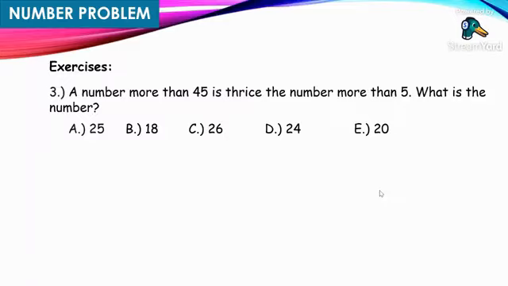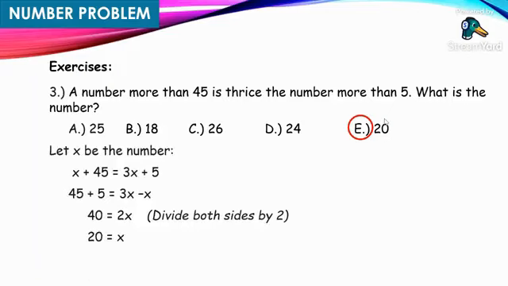Okay, so a number more than 45, a number, represent this with X. So you will have X plus 45 for our first statement here, which is equal to thrice the number, meaning 3 times our X, so 3X plus 5. That would be our working equation. And then we're going to solve for the number. So the correct answer is letter E, that's 20. So this is the solution.